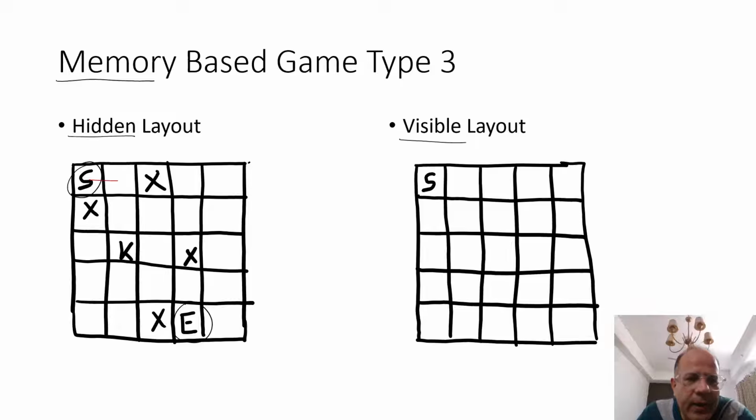I can go like this, but I cannot go like this because whatever the crosses are, these are my walls. So crosses are my walls. So if I need to figure out a path over here, there is a start, there is an end, but there is something called K over here. So this K is key.